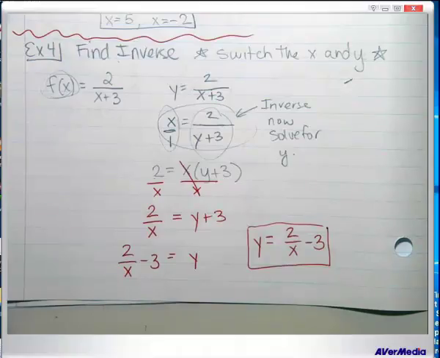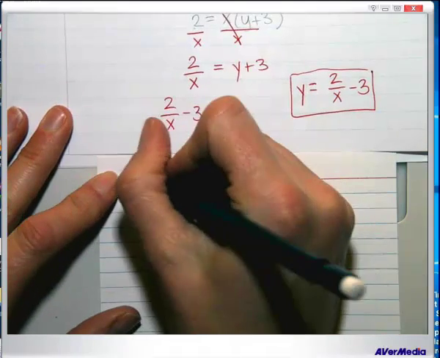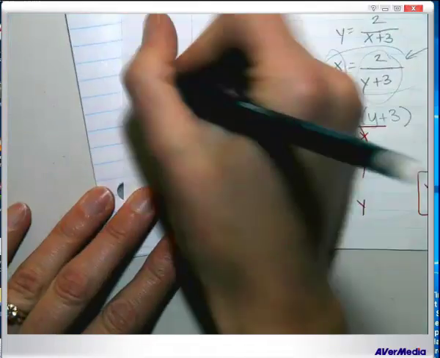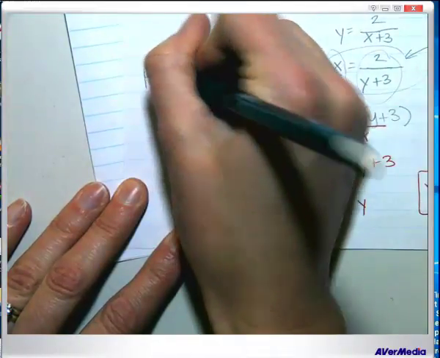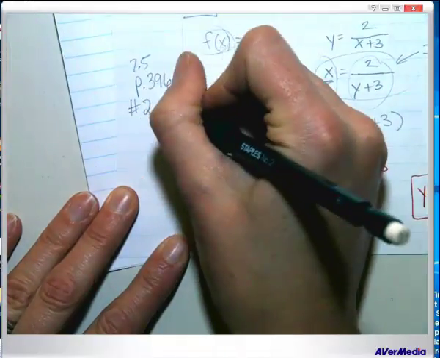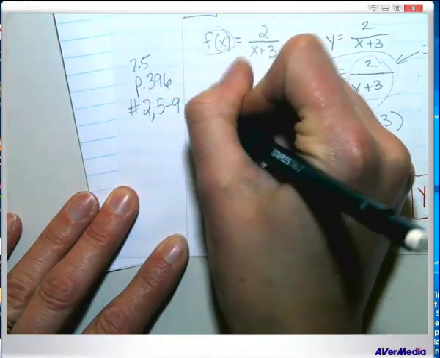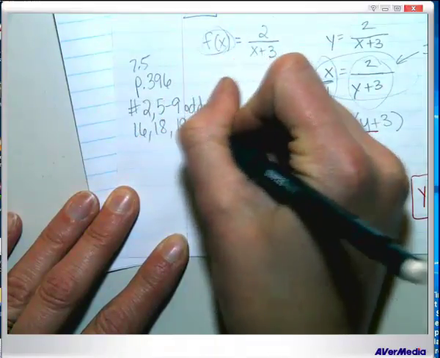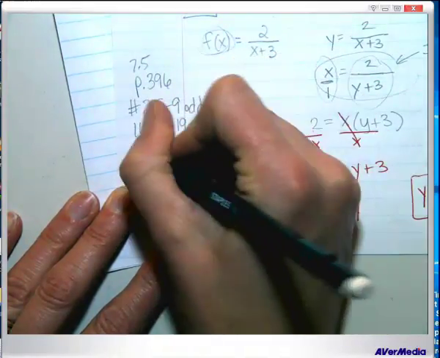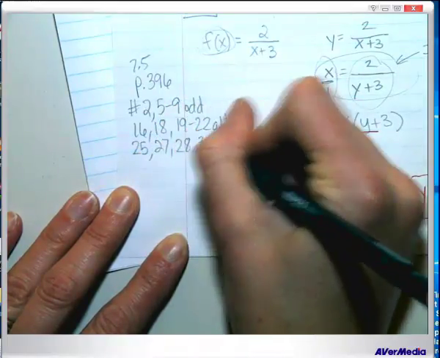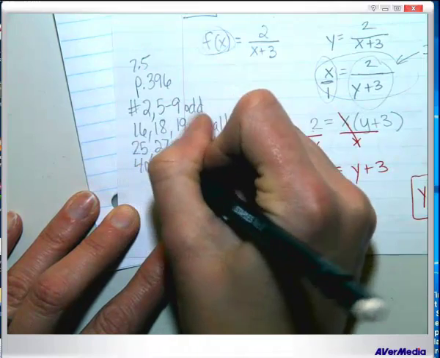Okay, so your assignment today: lesson 7.5, page 396, numbers 2, 5 through 9 odd, 16, 18, 19 through 22 all, 25, 27, 28, 38, 40, and 42.